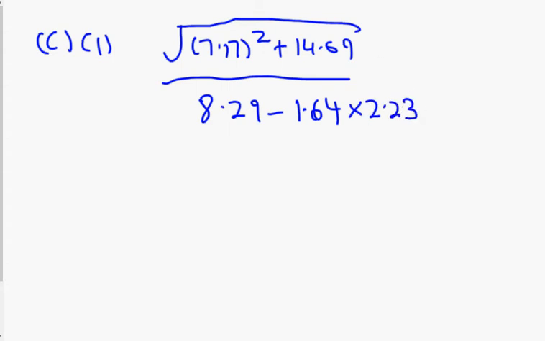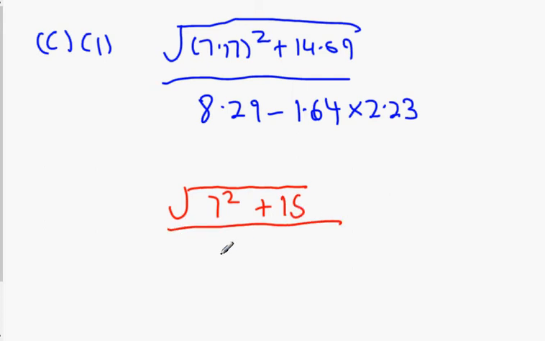Okay, let's round this off. So we're going to get 7 squared plus 15, all divided by 8 minus 2 multiplied by 2. Now at this point, lads, if you forget, do you subtract or multiply first?